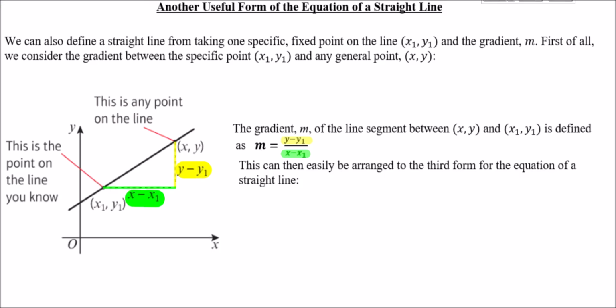So as I say, once we rearrange that, we can end up with y minus y1 equals m brackets x minus x1, where y1 and x1 just represent the coordinates of any point on that line you just so happen to know. So if you know any point on the line and the gradient of that line, that's your way into working out an equation of that particular straight line.